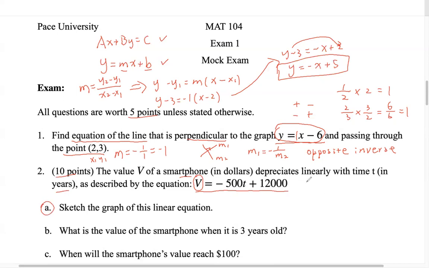Well, to sketch this graph, we only need 2 points. So the first point, let's see, we assign T to be 0. Then V equals negative 500 times 0, which would be 0, plus 12,000. So V just equals 12,000. So we get 1 point, right? 0, 12,000. Oh, I wrote one more zero, only 3 zeros.